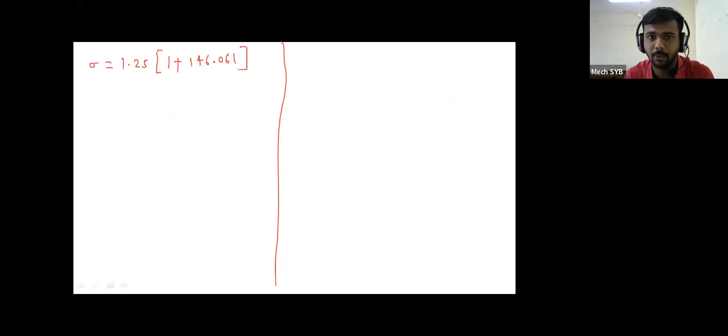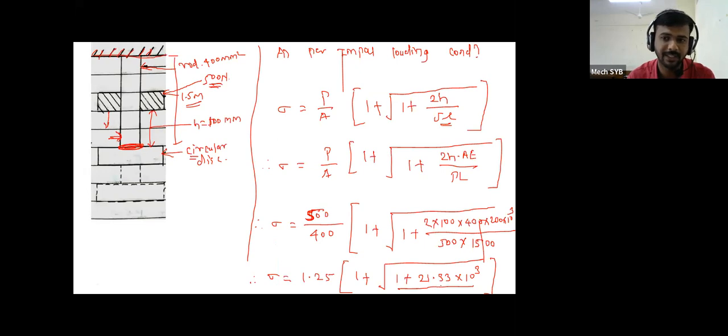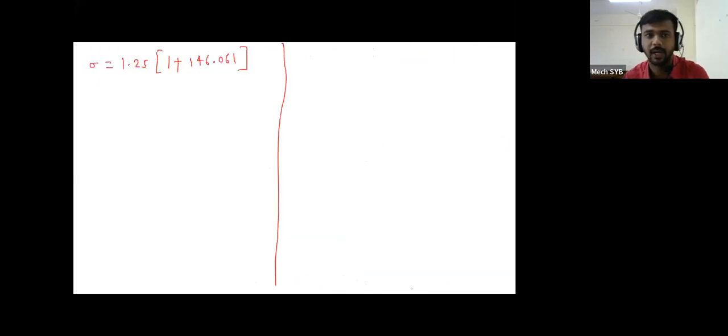Okay. Please check your answer. Don't forget to add plus 1 to 21.33 into 10 raised to 3, and then take the square root. Don't take the square root of only 21.33 into 10 raised to 3, because then your answer will be different. So please add this value first. 1 plus 21.33 into 10 raised to 3 becomes 22.33 into 10 raised to 3, and then you have to take the square root, and write that square root value as it is.